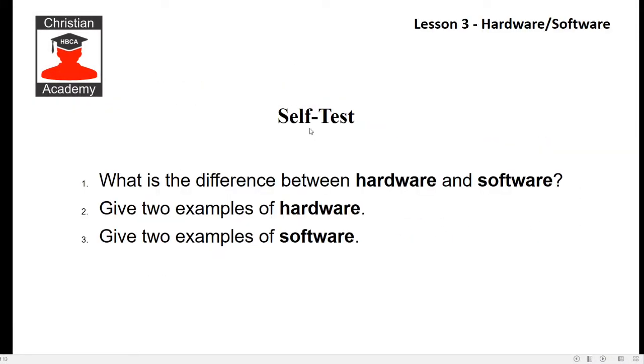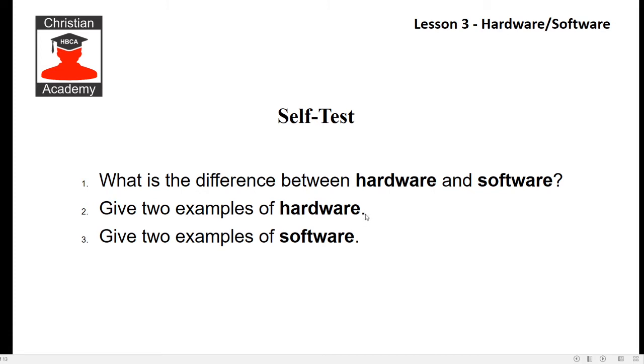So the self-test for this section, for lesson 3, when we're talking about hardware and software, is pretty simple. There's not a lot you have to know here. What is the difference between hardware and software? And that is pretty easy. Hardware is anything you can touch, all of the equipment around your computer that you can touch, and then it says you give 2 examples of hardware.